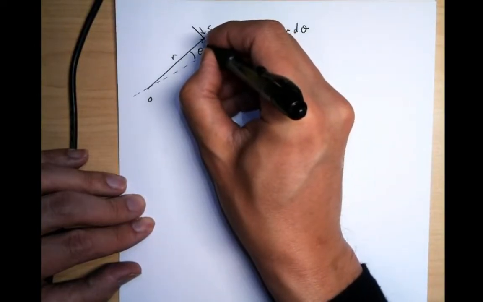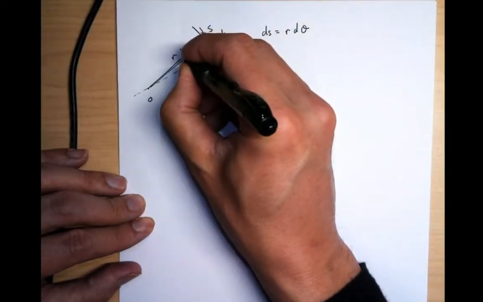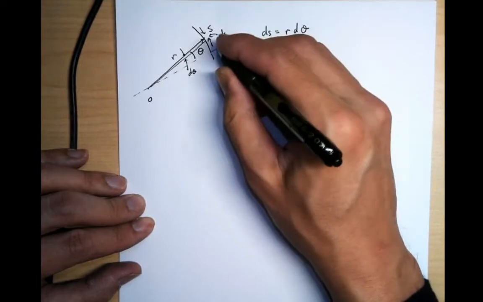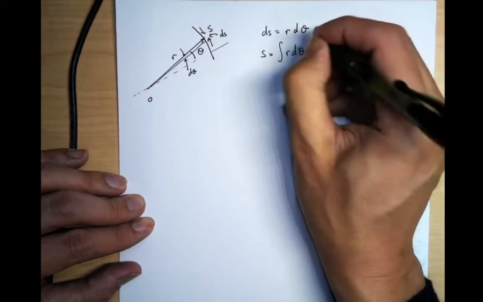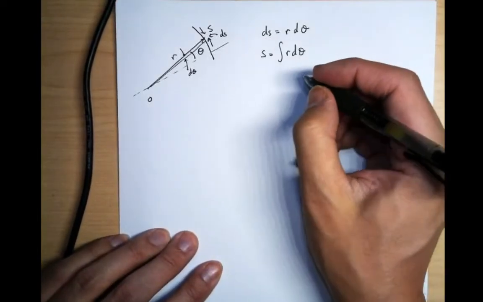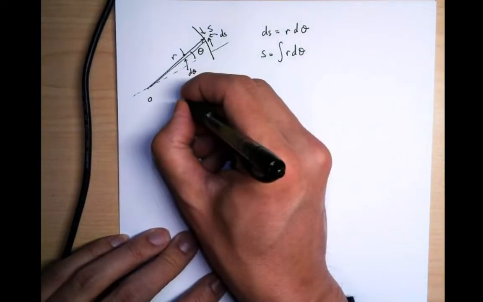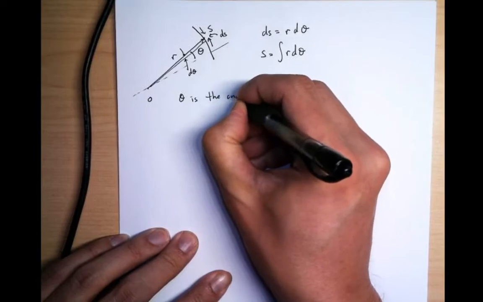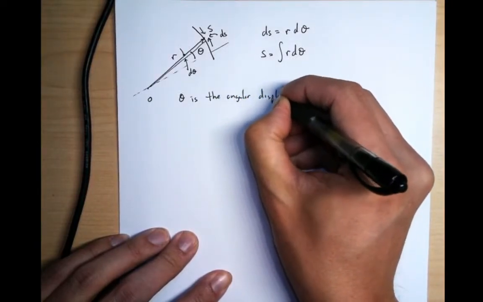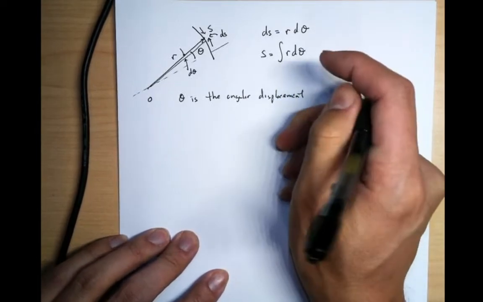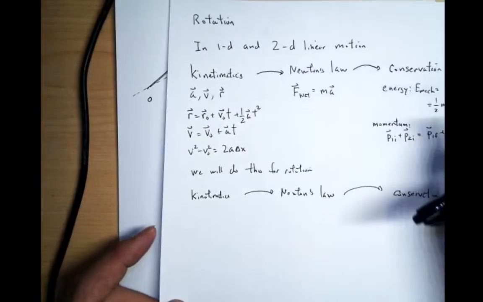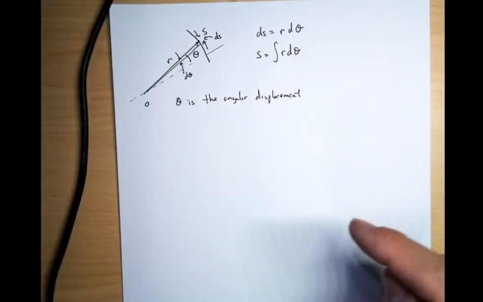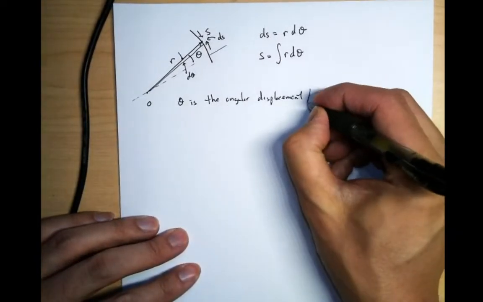So this corresponds to some d theta as well. And so the distance s that you travel along the arc is just r d theta. Okay. So theta is the angular displacement. Just as r here, which is the position, is also the displacement, you can think of angular displacement or angular position.